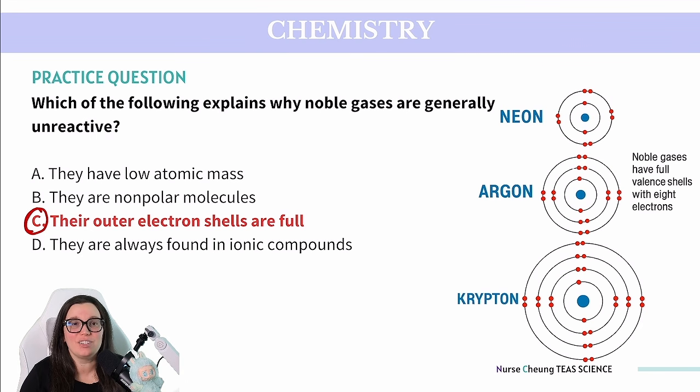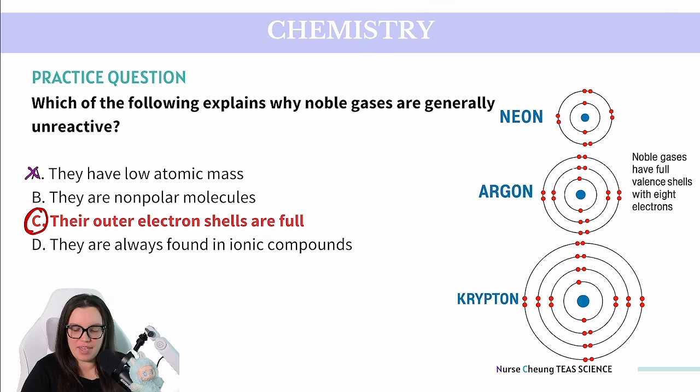Remember, noble gases are unreactive because they have this complete outer electron shell known as the valence shell. Typically, it's going to contain 8 electrons. Remember your octet rule, which states that atoms are most stable when they have 8 electrons in their outermost shells. Let's look at our other answer choices. So A, they have low atomic mass. Here's the deal. Some noble gases do have a relatively low atomic mass, but it's not the primary reason why they're unreactive. The stability of that outer shell is the reason for that low reactivity.